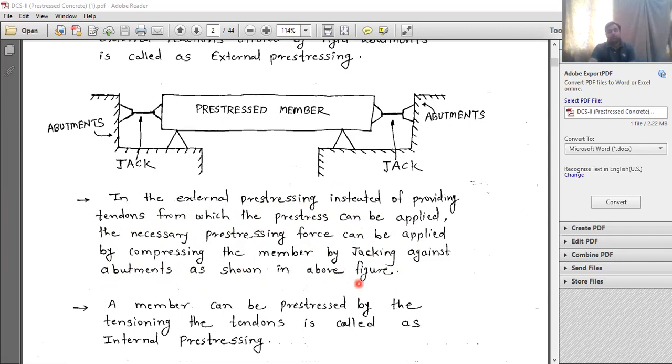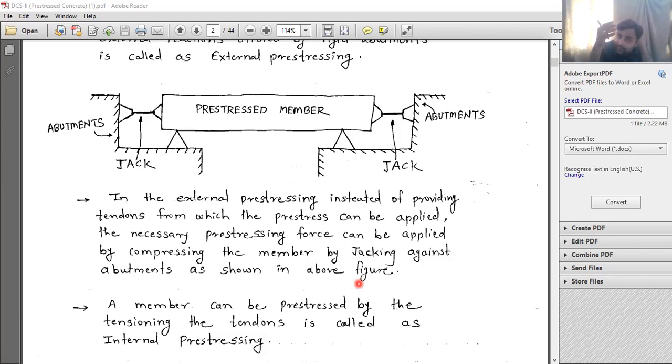Okay, so normally how do we apply the prestress? Normally in a prestressed concrete member, we apply the prestressing force to the tendon or to the bar or to the reinforcement, and then that is transferred to the concrete. I have shown the diagram also.